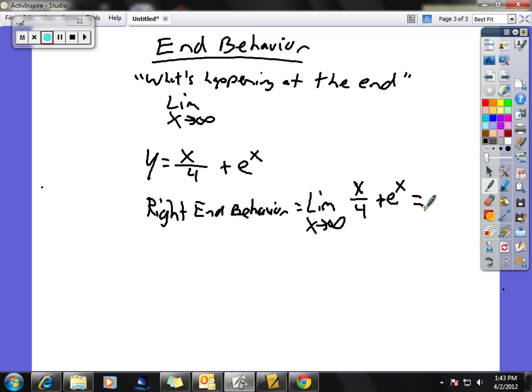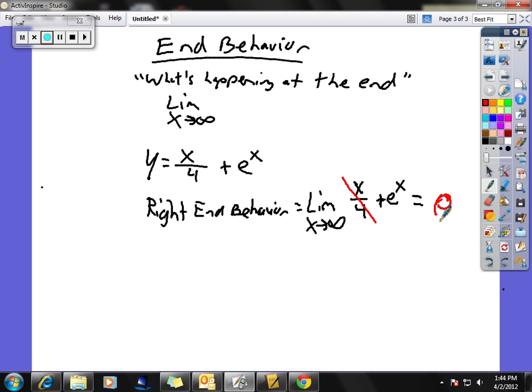Yeah, e raised to the infinity power is going to be much, much bigger than infinity over 4. Okay? So, when you talk about end behavior, you're going to just basically cancel out the part that's not going to matter anymore. The x over 4 is not going to matter because e to the x gets bigger so much faster than x over 4. So you cancel that out.